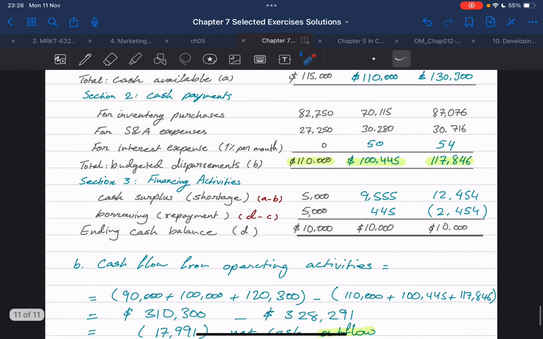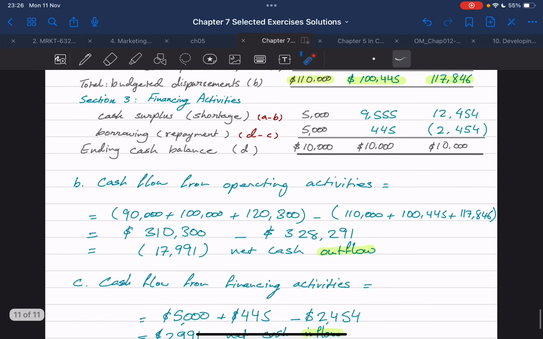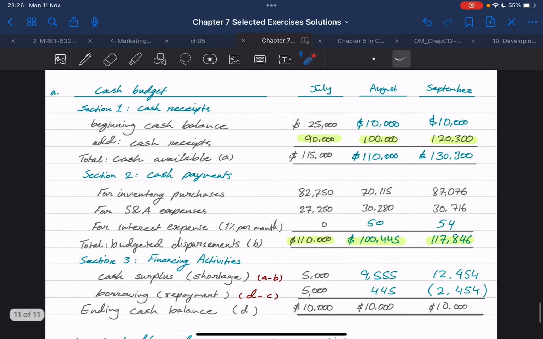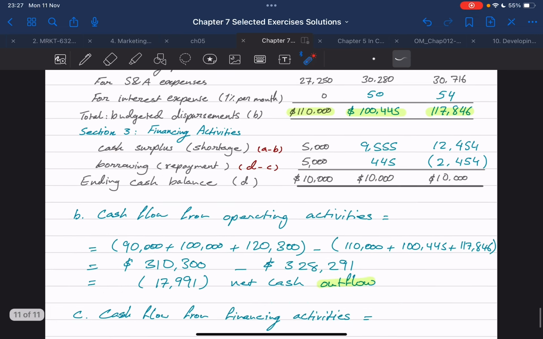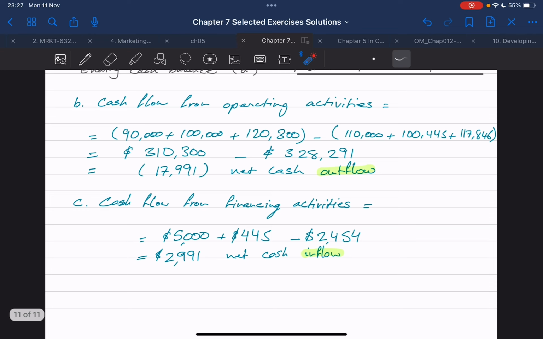So we went over this and we have completed all of the details for the months of August and September. Then the second part of the exercise wanted to know what would be the cash flow from operating activities. And as I said, the operating activities would include the cash receipts, which we have here in this line, minus the total budgeted disbursements, so all of these 3 right here, and we exclude from that any cash flow from financing activities.